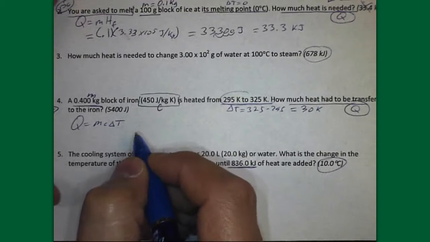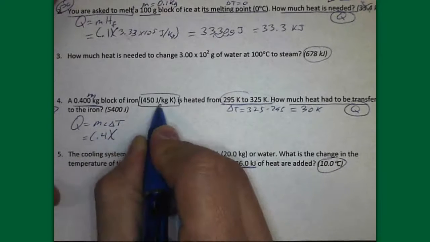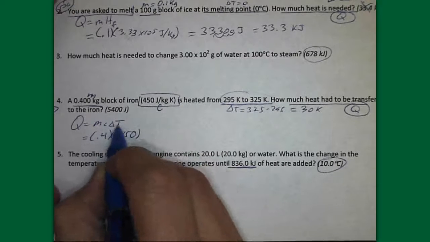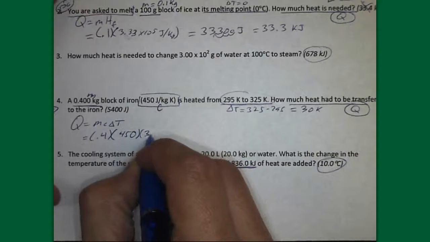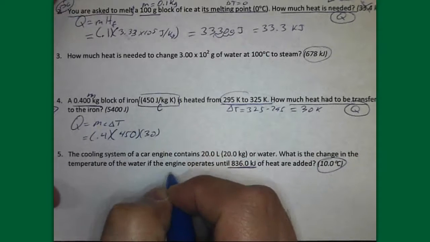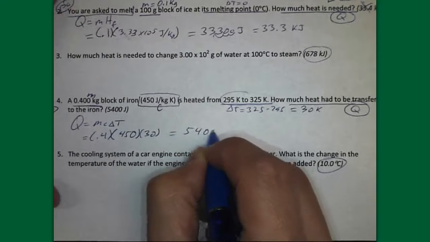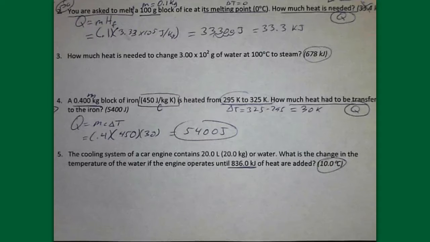So we just plug in what we know and solve for what they want, right? So mass is 0.4, C is the specific heat, which is 450, and change in temperature, we calculated 30 degrees Kelvin. If you multiply all that together, you'll find that you do get the answer that they have, which is 5,400 joules of heat energy.